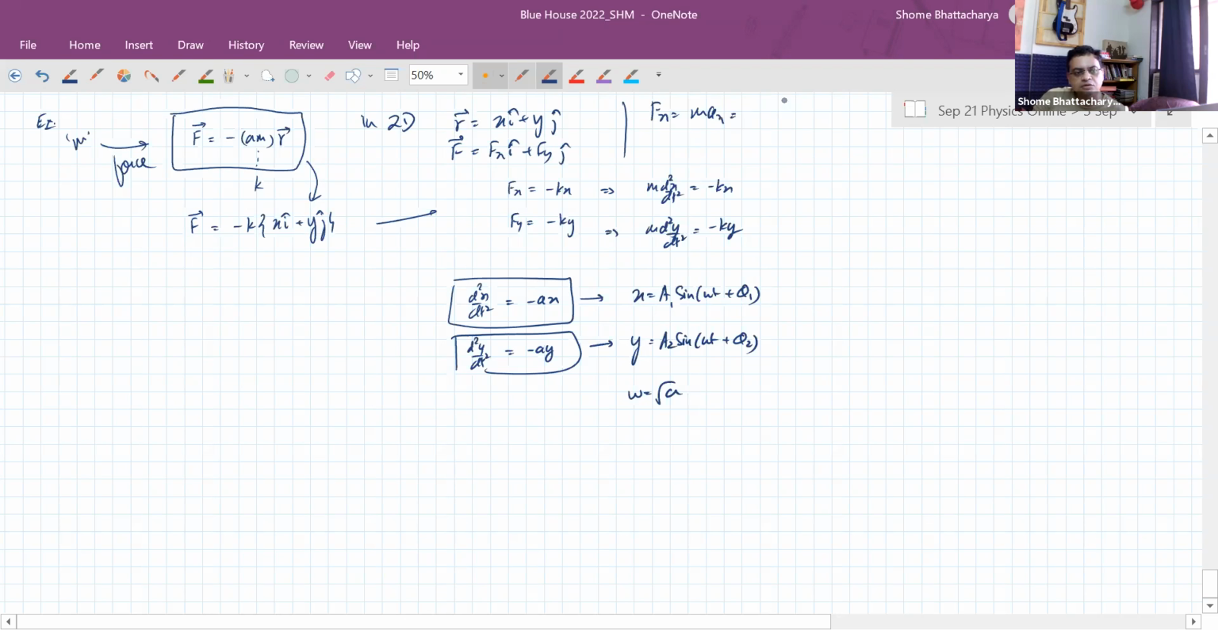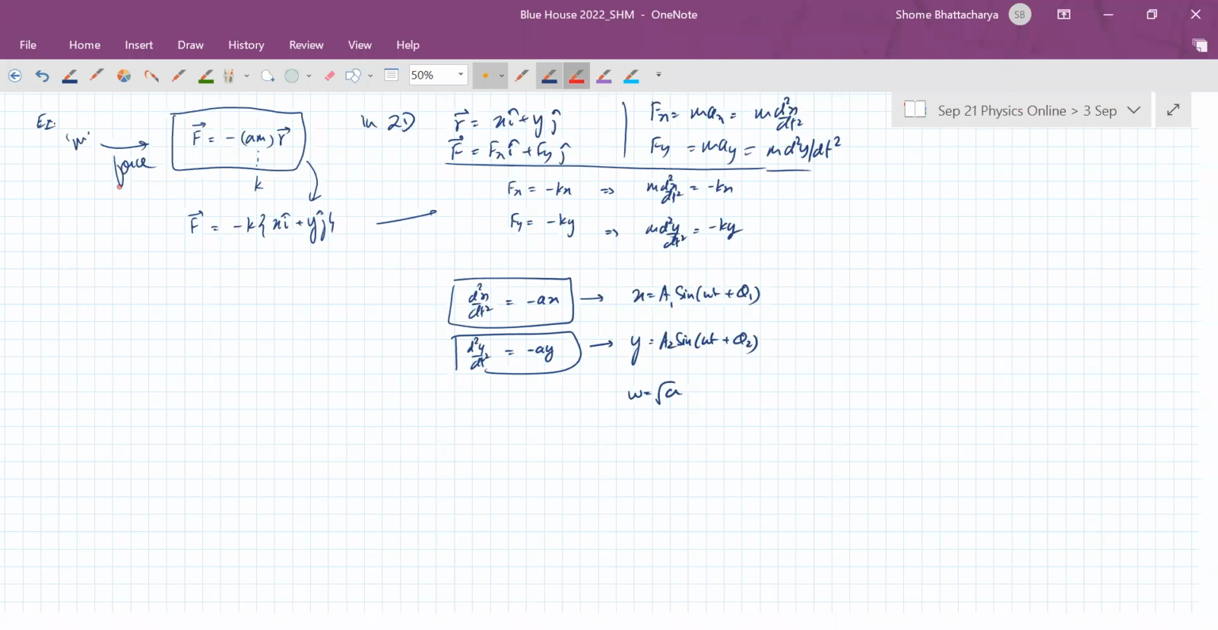So that is mass into d2x by dt square. And similarly, Fy will become mass into y component of acceleration. So m into d2y by dt square. Okay. So Shikhar, hope this is clear from this point.